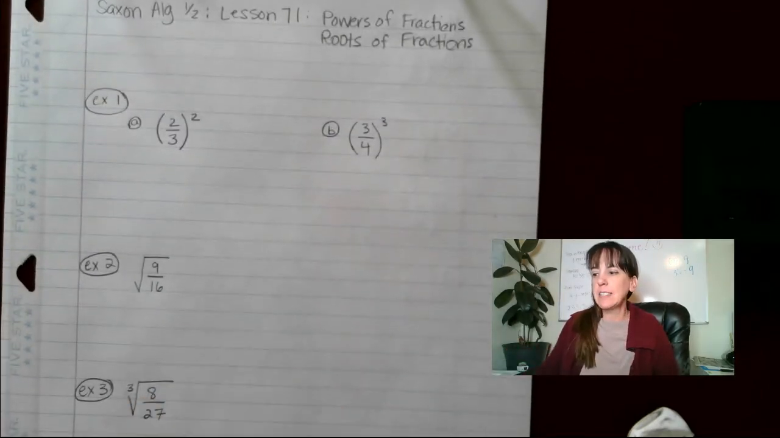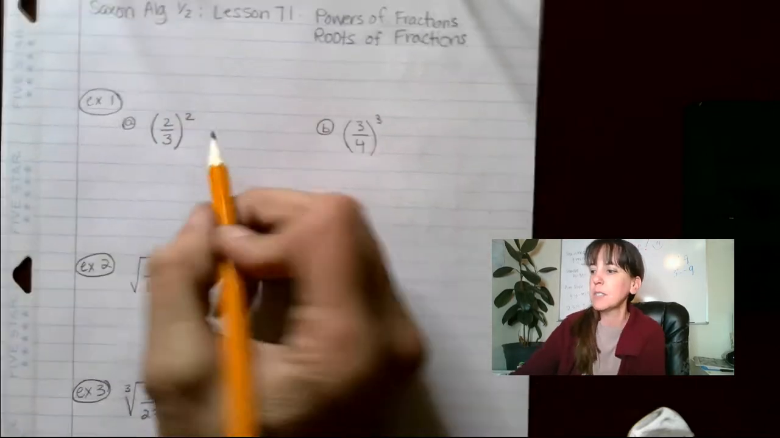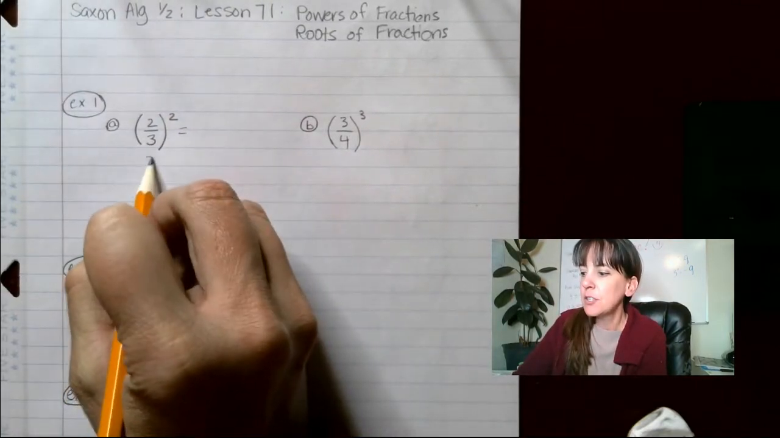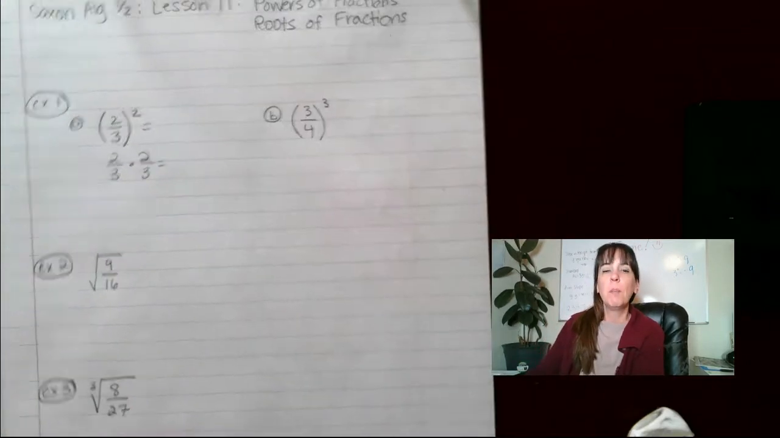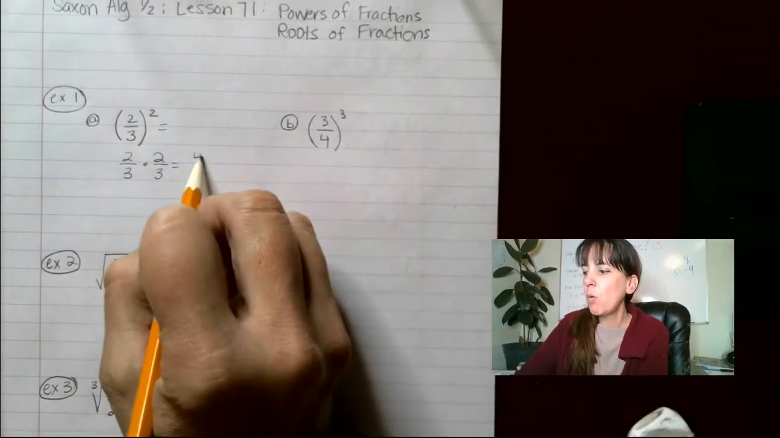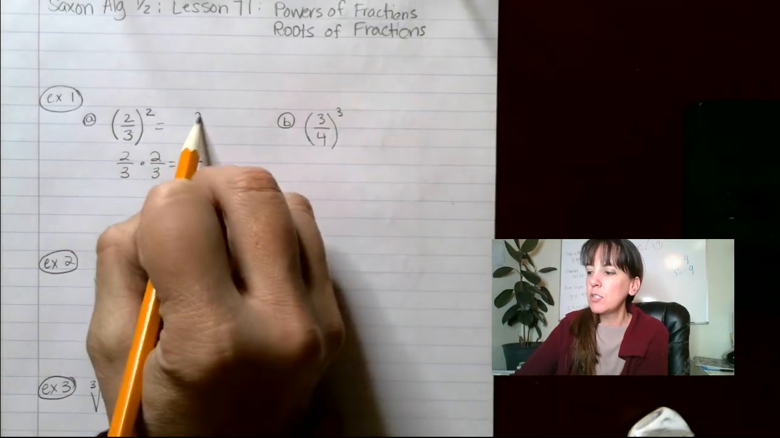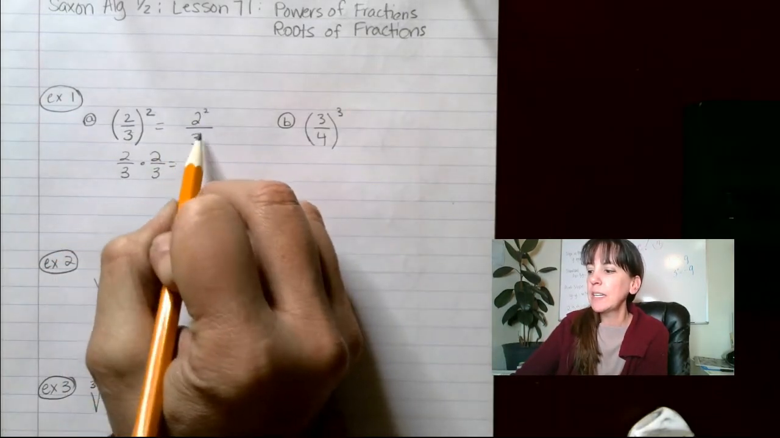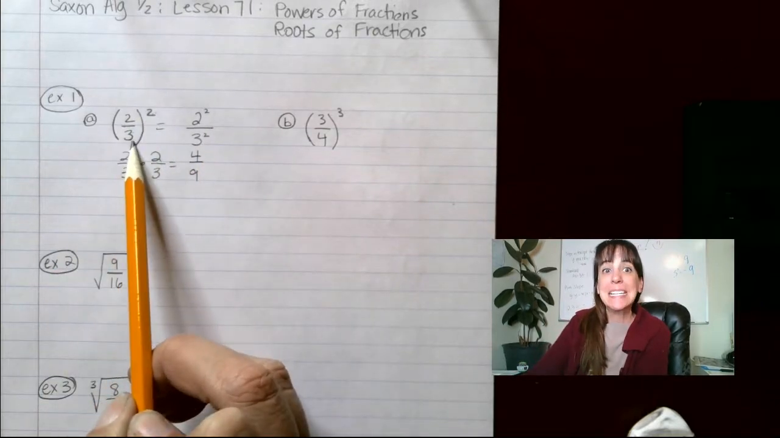Let's get started right into this. What this says is, hey, you need to do 2/3 2 times. So you're going to write it like this: 2/3 times 2/3. Remember, with fractions, we multiply straight across the top, straight across the bottom, 4/9. Another way of writing this would be 2 to the second power over 3 to the second power. Make note that that 2 gets distributed to the top and to the bottom.